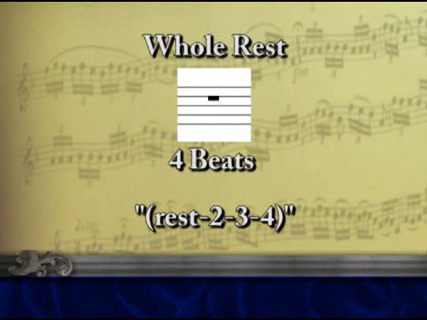Under that, you'll notice the whole rest. The whole rest is a rectangle that sits underneath the line. It looks similar to the half rest, except the half rest is on top of the line. The whole rest can be remembered by simply thinking that it looks like a picture of a hole in the ground. And so sometimes we can do that to remember the whole rest looks like a hole. The whole rest gets four silent beats. We would rest for four beats. We would say rest, 2, 3, 4. Or you could say rest, rest, rest, rest, to indicate the fact that we would not be singing, we would not be performing anything on these rests.